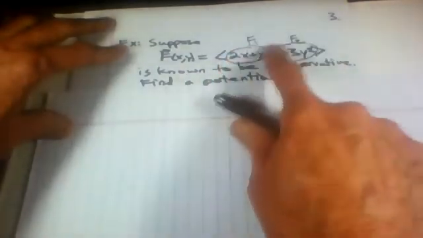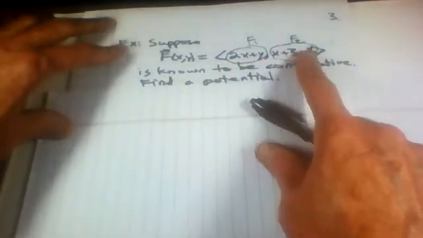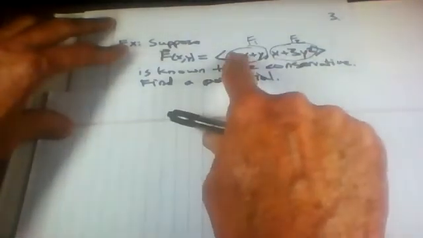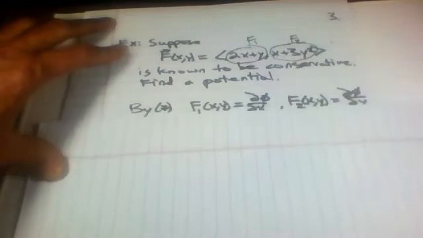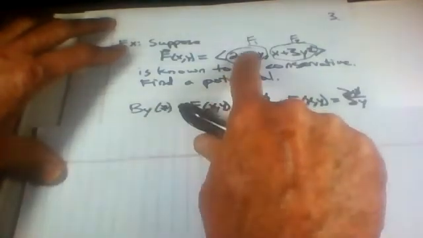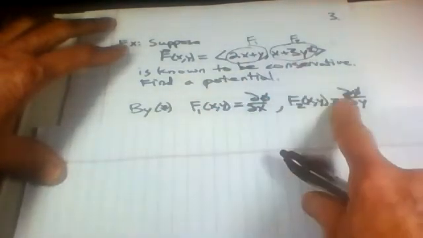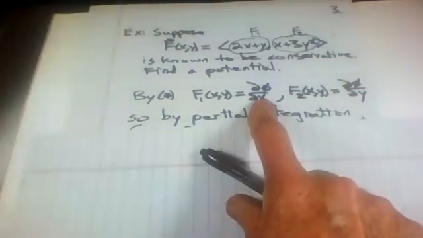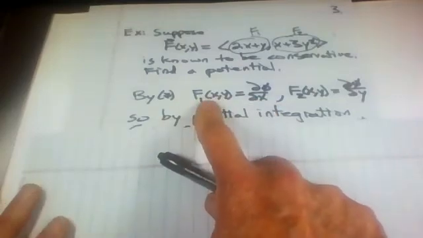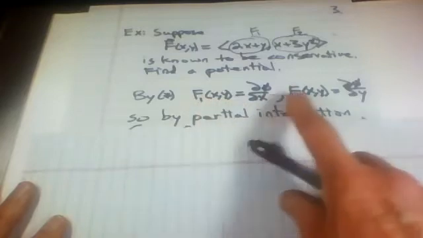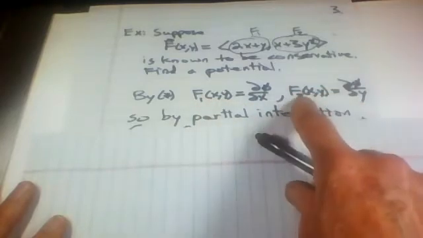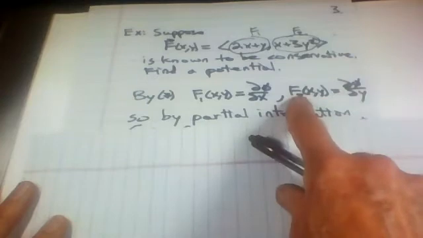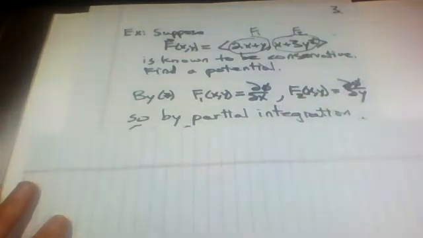Well, if I know that's conservative, then I know by the definition of conservative that this is dφ/dx and this is dφ/dy. That's what the definition is: there's some function phi such that the first component, f1, is dφ/dx, and the second component, f2, is dφ/dy. And if the partial derivative of phi with respect to x is the first component, then it follows that phi is the partial integral of the first component. And if dφ/dy is the second component, it follows that phi is the partial integral of the second component, this time with respect to y.